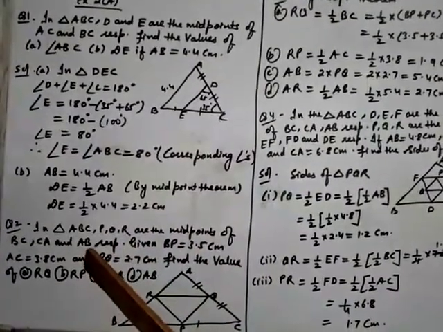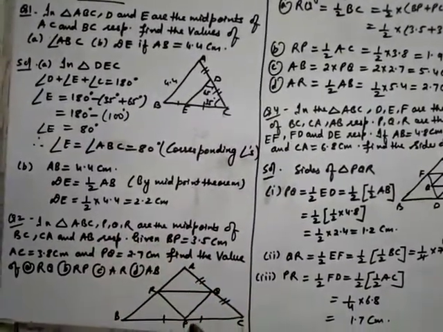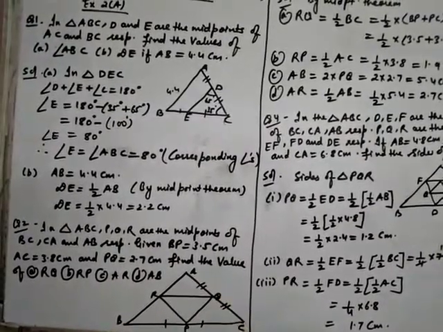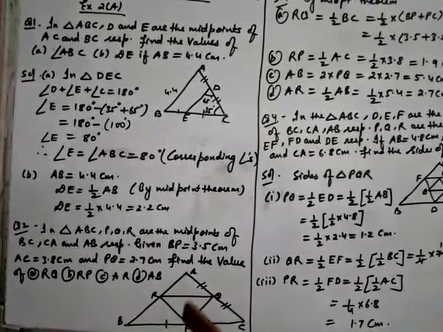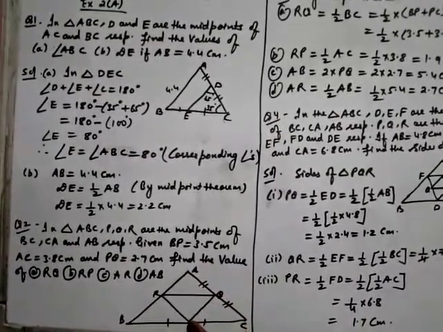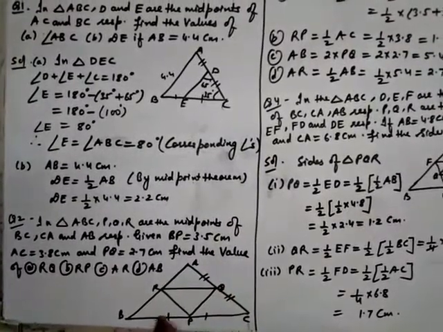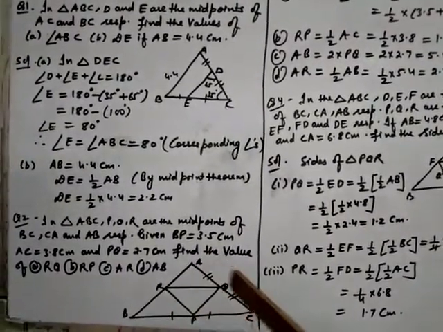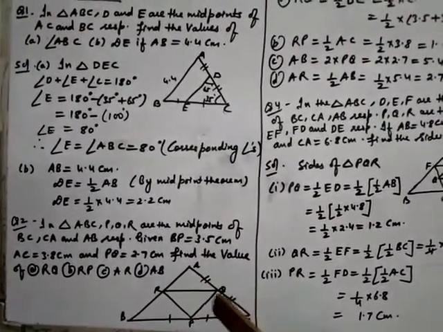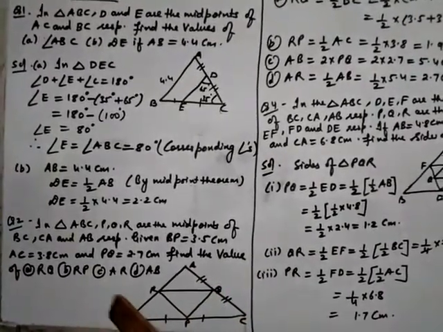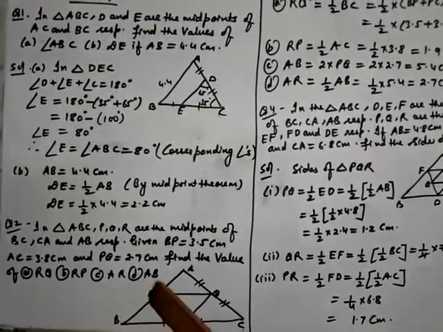Now question number 2. In triangle ABC, P, Q, R are the midpoints of the sides AB, BC and AC. Here it is given that BP is equal to 3.5 centimeter, the complete AC is 3.8, and PQ is equal to 2.7 centimeter. We have to find the value of RQ, RP, AR and AB.